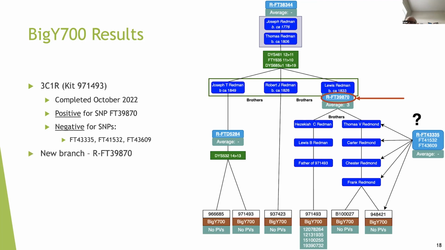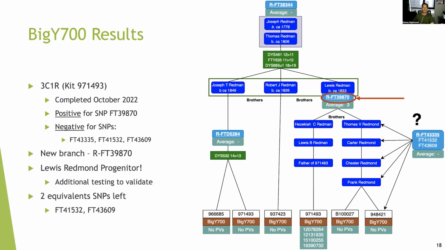Okay. So there's the new branch. And I've already kind of said this, but to me, this validates that this SNP was formed in Lewis. Now, I do want to do additional testing. I want to kind of beat this to death and make sure that there is no mistake, which I don't think there is, but I would like to try to find another descendant of Lewis, one of his other sons, and try to test to confirm that.